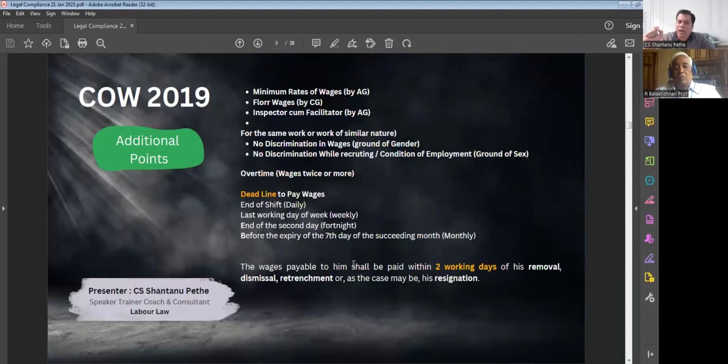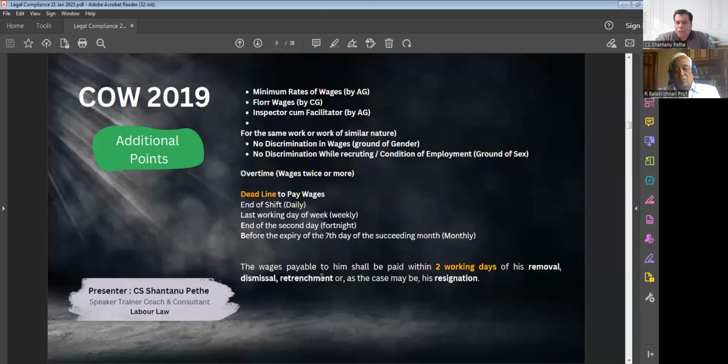See, the appropriate government will fix the minimum rates of wages. And these minimum rates of wages, the employer should pay to every eligible employee, and the employer should be aware of what rate is applicable to the employees he has hired. And there is a concept of floor wages. That is, the central government will fix a minimum floor rate of wages, below which the appropriate government cannot fix the minimum rate. For example, 8,000 rupees per month is fixed as a floor rate by the central government. The appropriate government, that is the state government, cannot fix the minimum rate below 8,000. They can go above that.